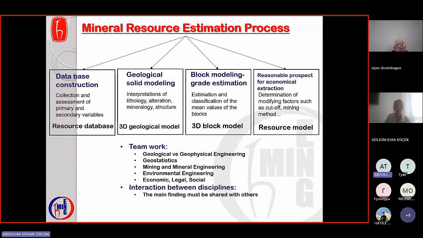There must be some interaction between disciplines. For example, geological engineer must share his findings with mining engineers. Mining engineers share their findings with environmental engineers. This process is also a dynamic process. As new data is obtained, all these models must be updated.